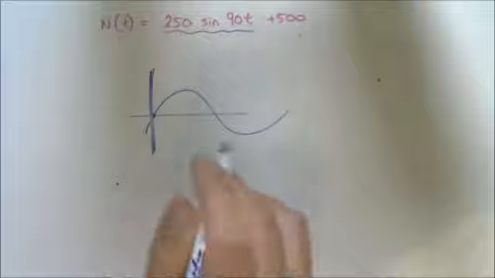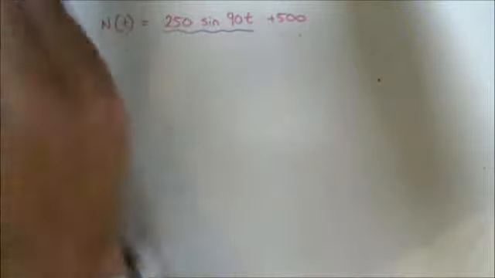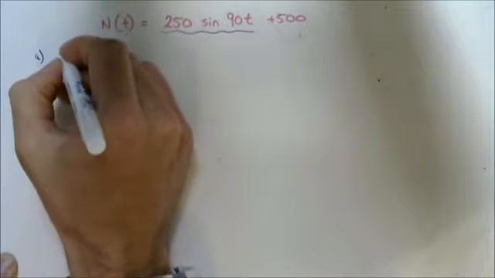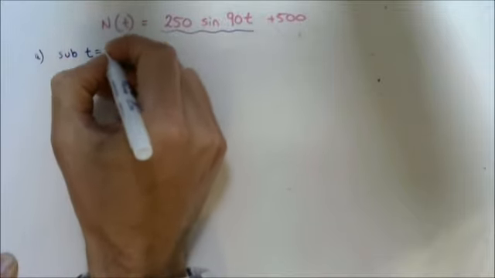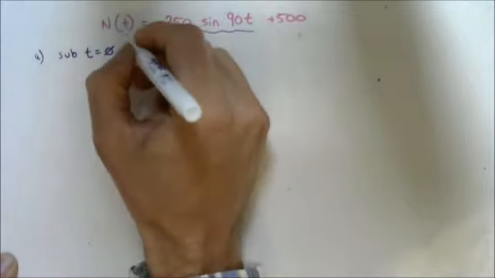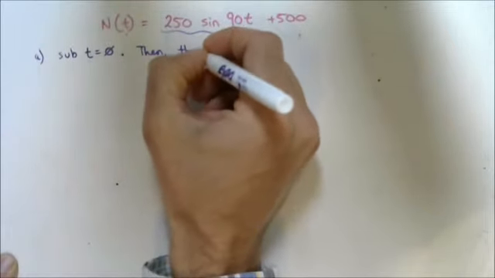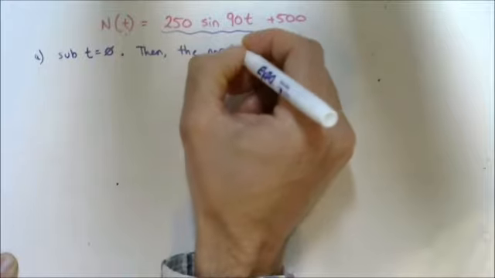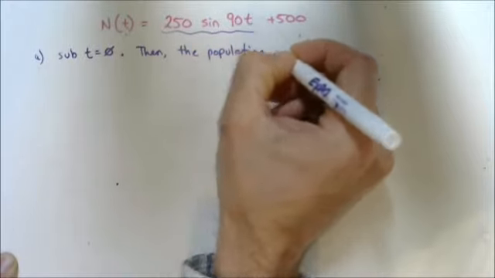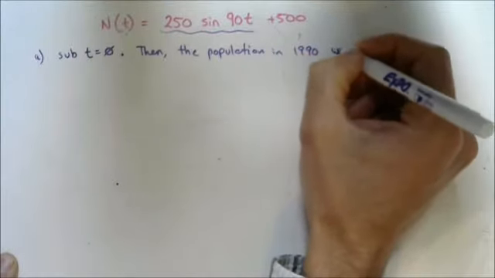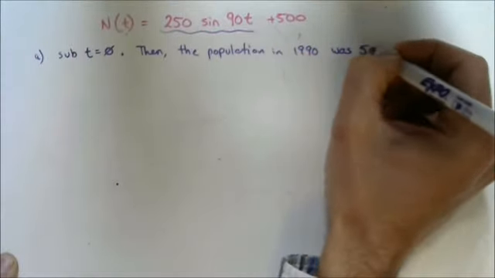All right? So if we're thinking about that, then in A, we can record, we're going to sub t equals 0. And population in 1990 was 500.